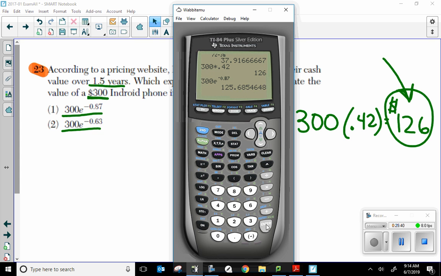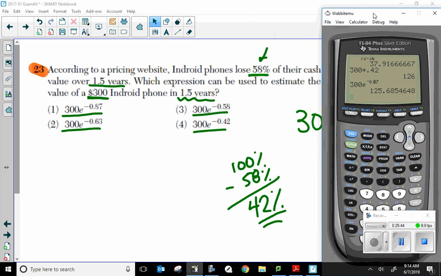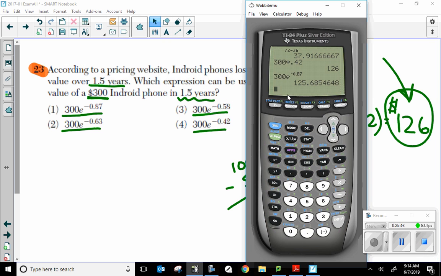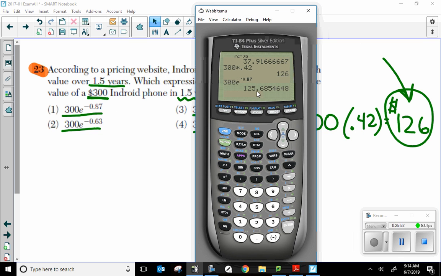And if I hit enter, 125.68. Okay? Which one can be used to estimate? That's going to be my answer. Let's just try the rest of these. That's going to be the answer. That's the closest. I can't see anything else being closer to 126. If I had to round to the nearest dollar, it's choice 1.